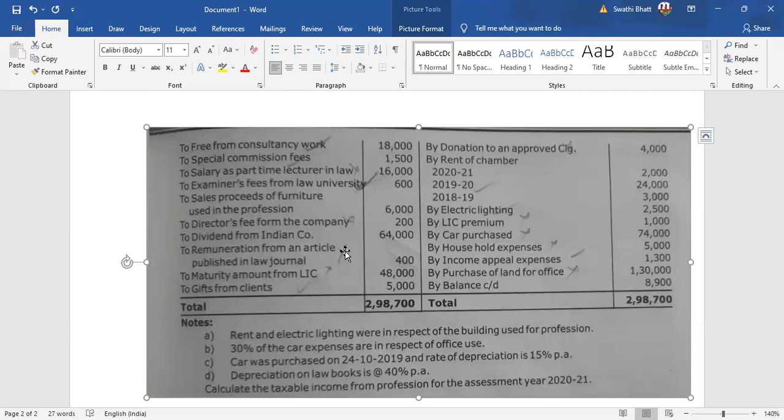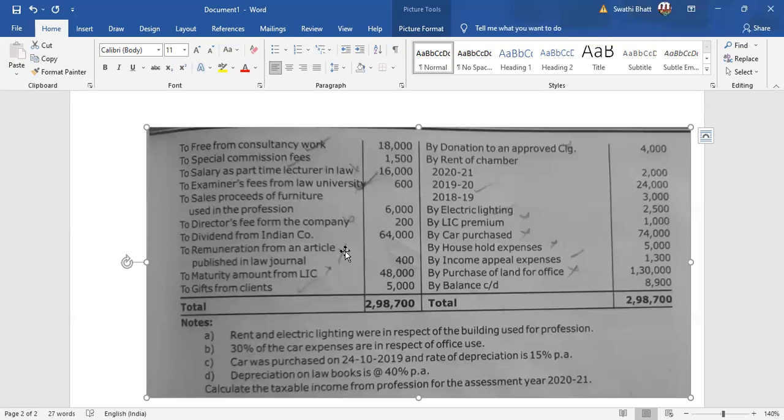Director fee from a company is again not included. You will have to know what the professional receipts are properly, because director fee from a company, where he will be called an independent director or just a director of a company, for which he will receive fee or remuneration, is taxable not under this head. Dividend from an Indian company is also not taxable here. It will be taxable under the head income from other sources.